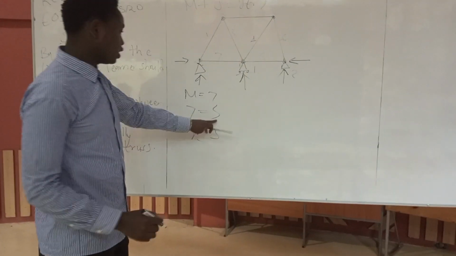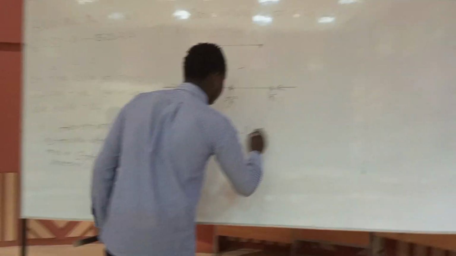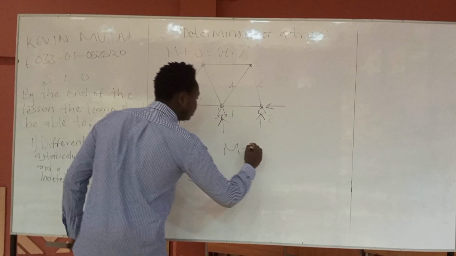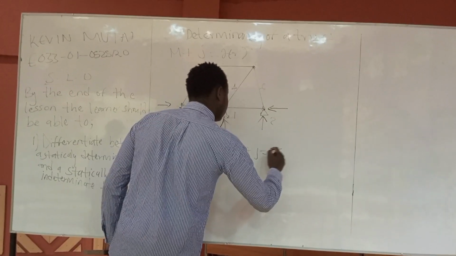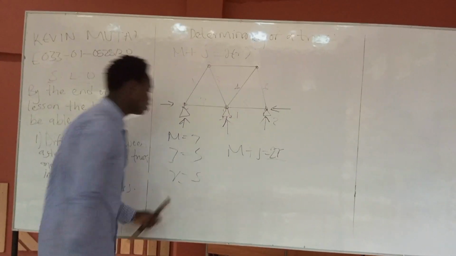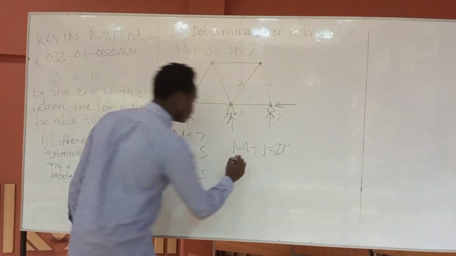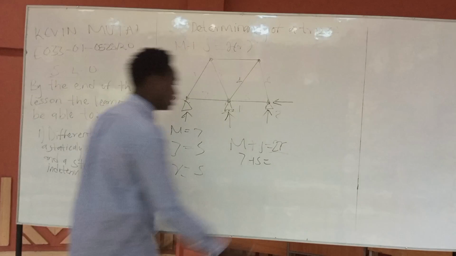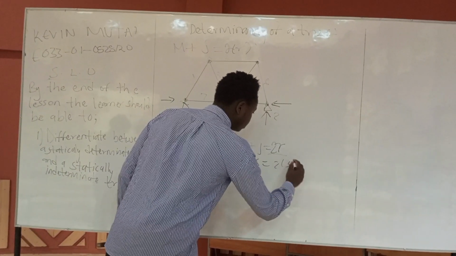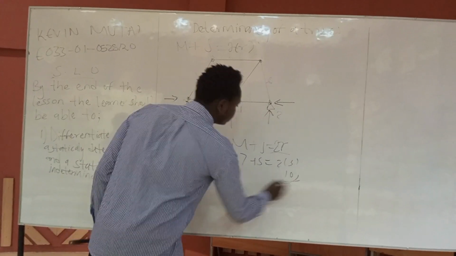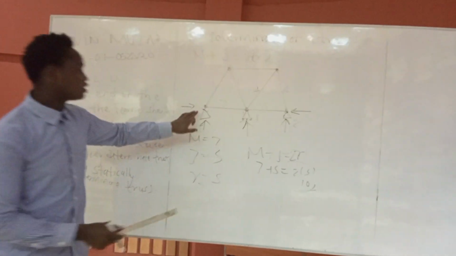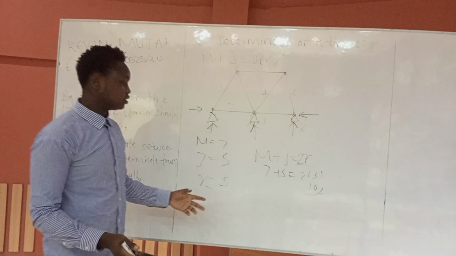So from our formula, remember, the number of members added to the number of joints should give you 2 times the number of reactions. For this instance, we have 7 plus 5, which gives you 12, while 2 times 5 is 10. So this truss structure is not determinate.